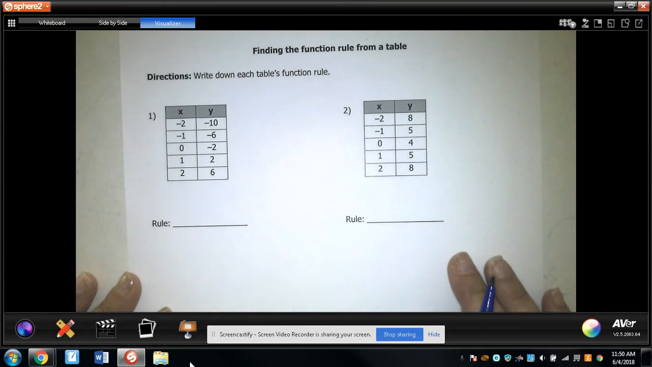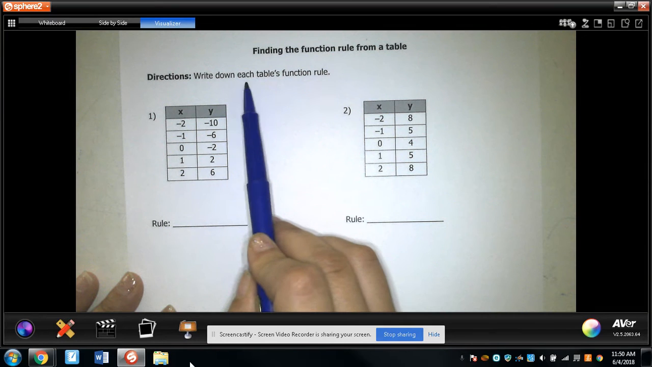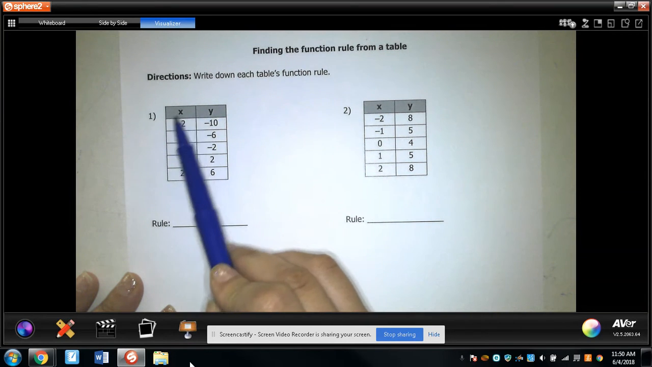In this video, we're going to find a function rule by looking at a table. So the directions are, write down each table's function rule. So here I have a table.